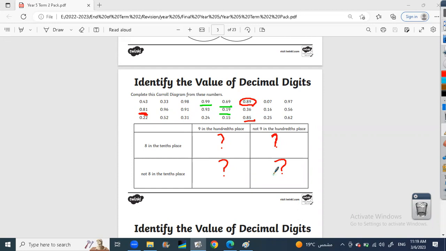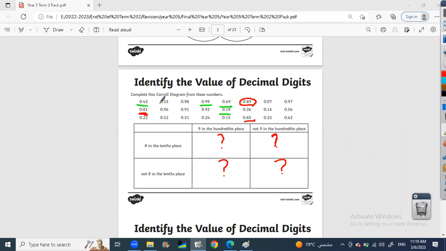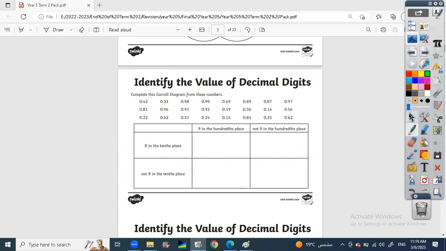All right, what is next? The last one. Not 8 in the tenths, not 9 in the hundreds. You're gonna find everything else doesn't have an 8 in the tenths and doesn't have a 9 in the hundreds. Look at this one over here. No 8 in the tenths, no 9 in the hundreds. All the other numbers are going to be written over here. Okay, let's move to the next page.